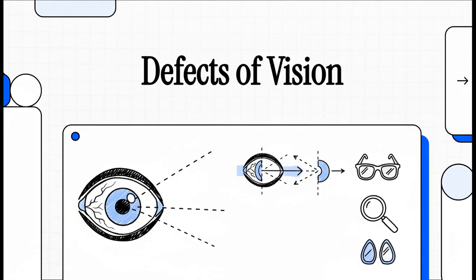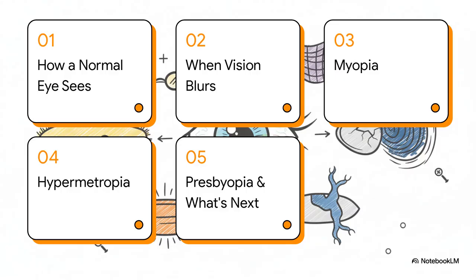So let's begin. So here's what we'll be covering today. First, we'll start with how a normal eye actually sees. Then we'll understand what happens when vision becomes blurry. After that, we'll dive into the three main defects you need to know: myopia, hypermetropia, and finally, presbyopia.